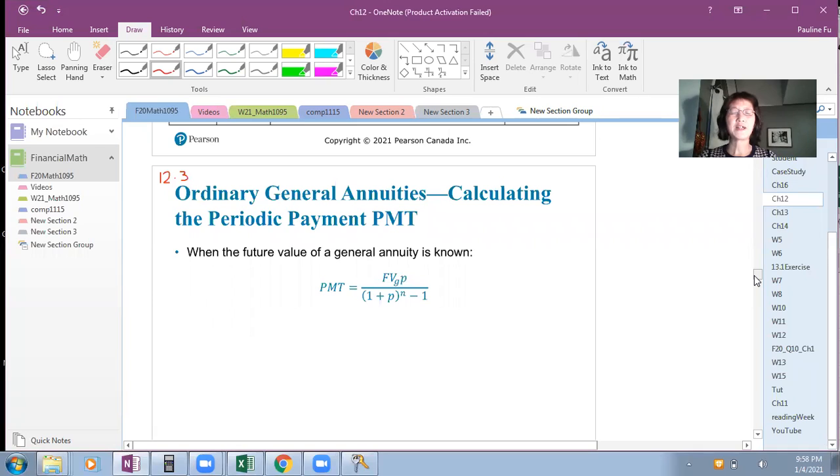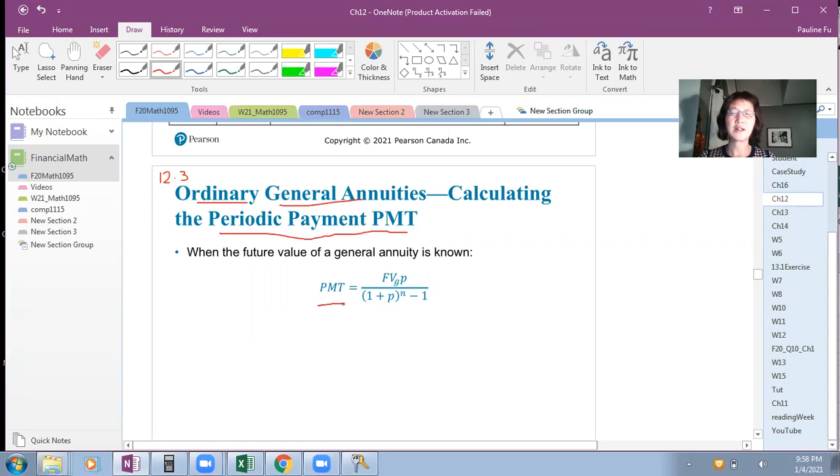So far, we calculated present value for ordinary general annuity. Next, I will present how to calculate periodic payment PMT for ordinary general annuity. Again, you can use the 3 methods, 1 formula. This is the formula for PMT.